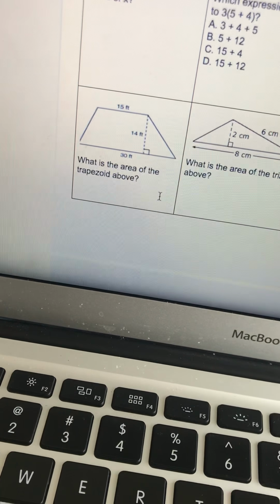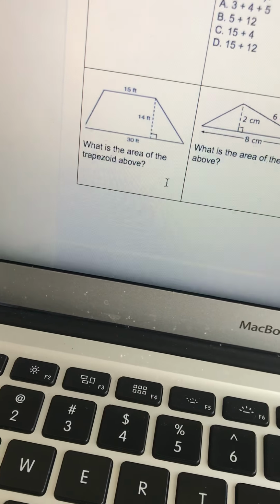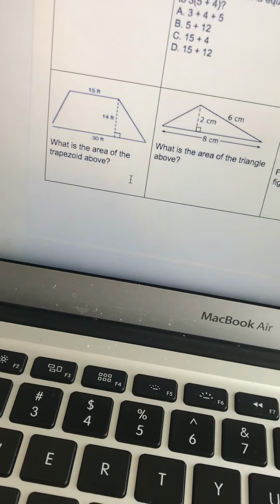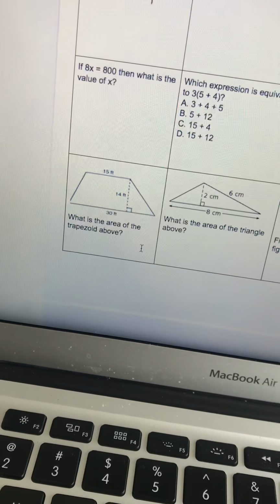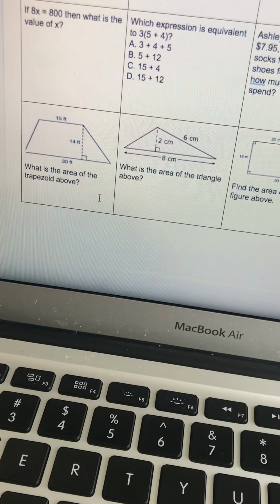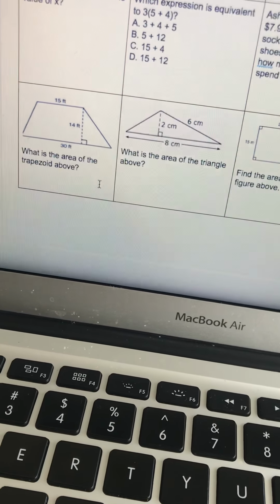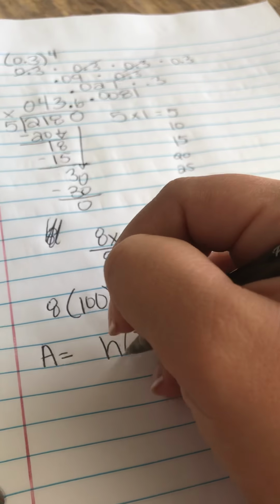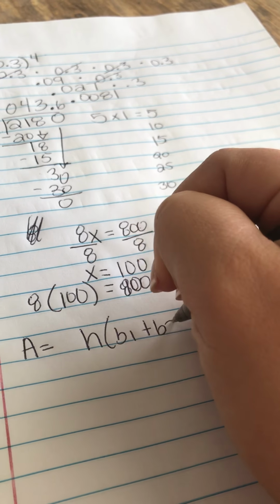What is the area of the trapezoid above? If you scroll down in your instructions, or if you have the packet, I attached notes that we've done before, or formulas, stuff that I thought you may need to help you out. In that, you should have had the area of a trapezoid. We need to know the formula of area of a trapezoid to be able to solve that problem. So area equals height times base 1 plus base 2 divided by 2.